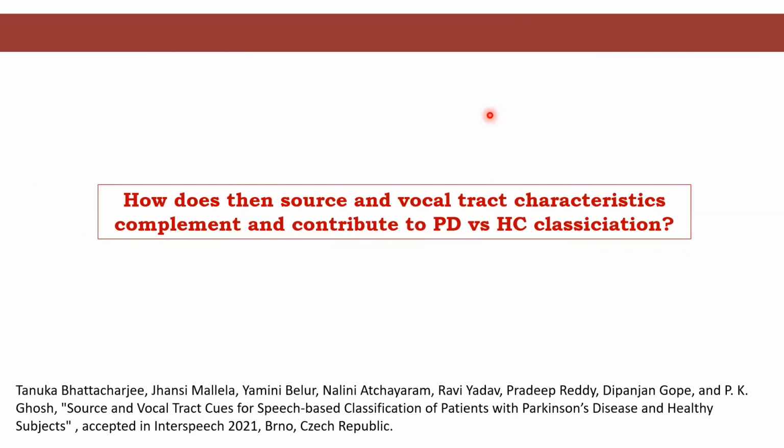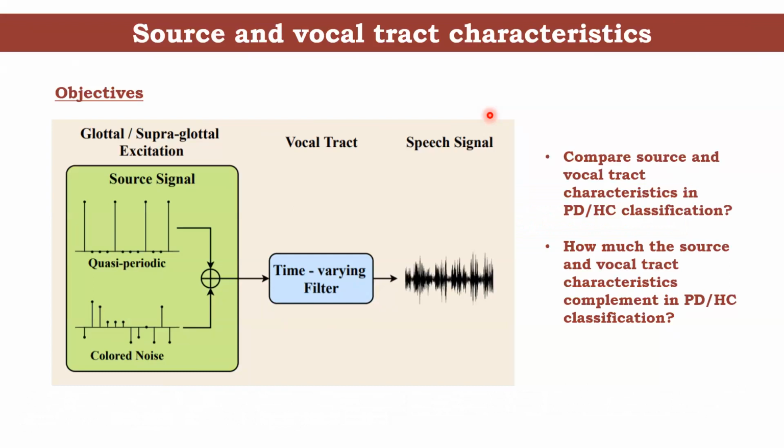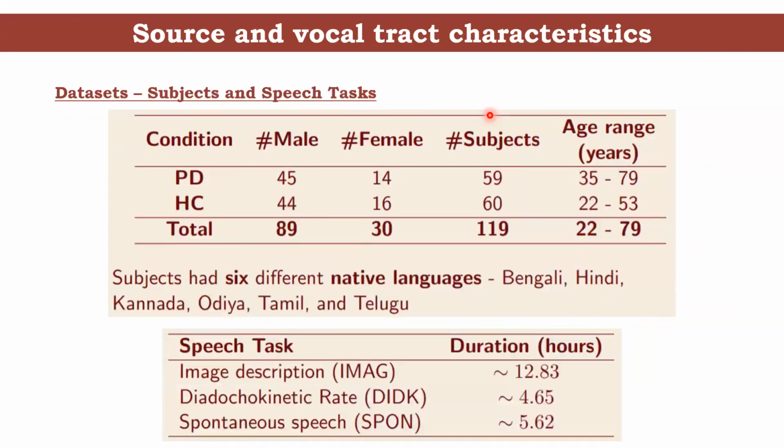So he said, let's look at source and vocal tract characteristics separately and see whether we can compare them and tell which one is more robust. And this is again a last Interspeech this year. Essentially the idea was two main questions: which source or vocal tract features are better, and how complementary they are. In this case we could manage to complete the experiments for that paper in the PD corpus only.